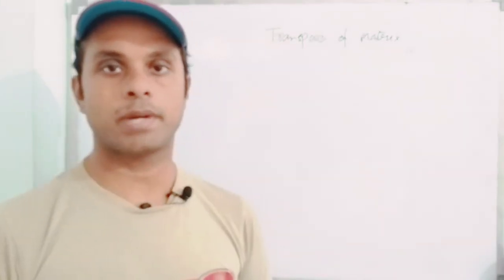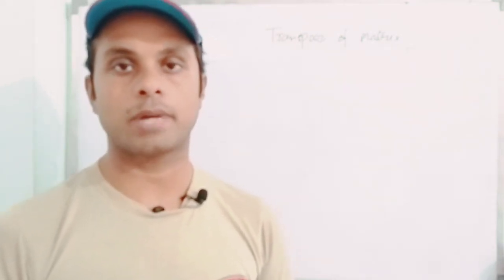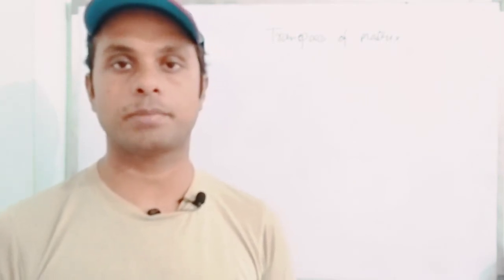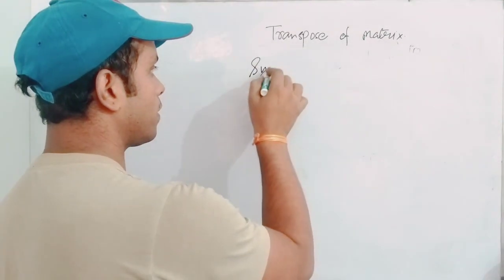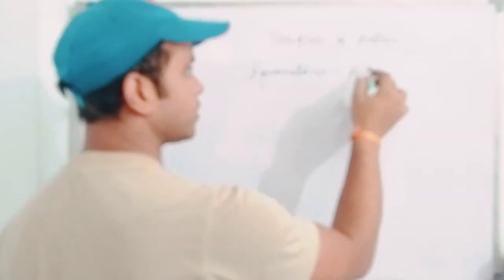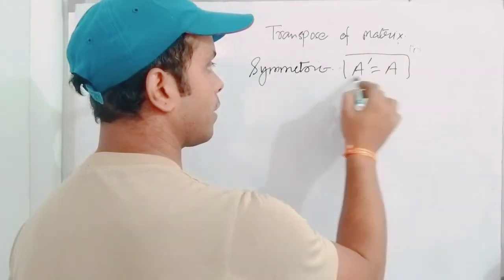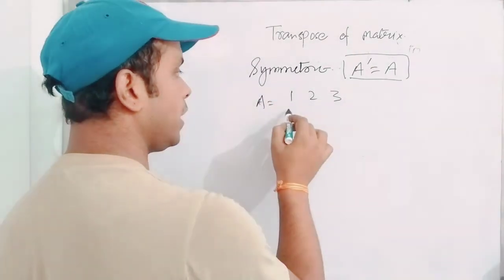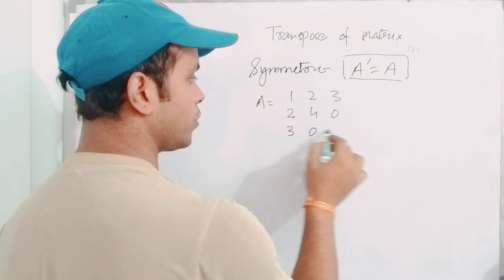Okay, this is symmetric matrix. What is a symmetric matrix? If transpose of a matrix is itself, then it is called symmetric matrix, and a symmetric matrix is always a square matrix. So condition for symmetric matrix is A transpose is itself. Okay, I give you an example. If A is 1, 2, 3, 4, 0, 0, 4.